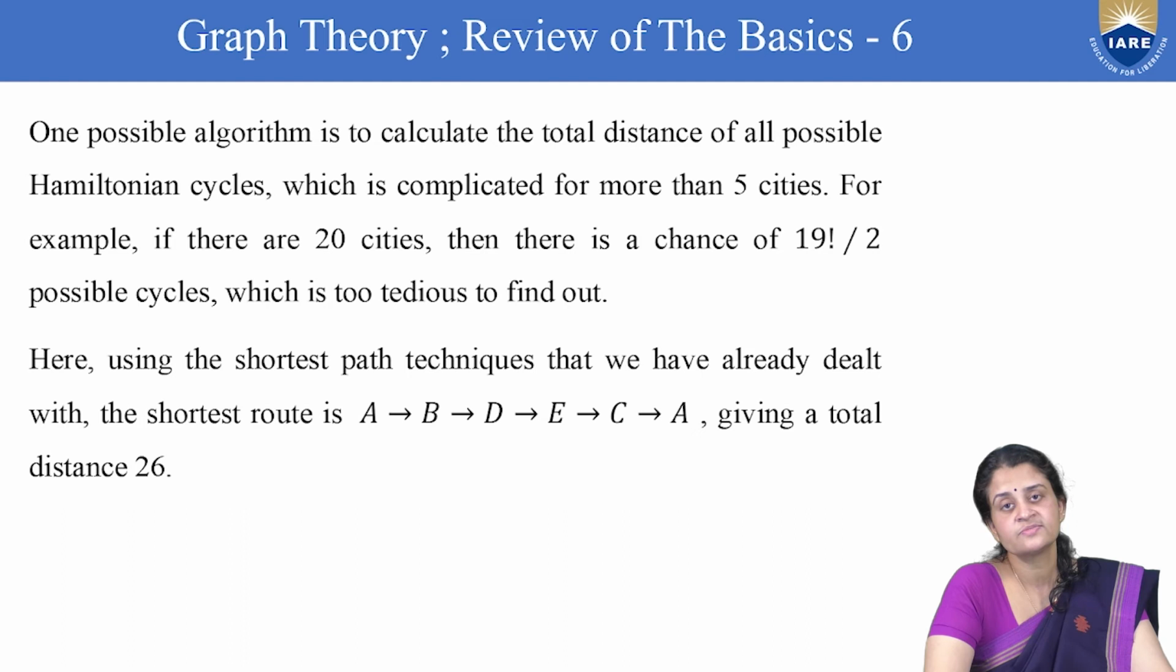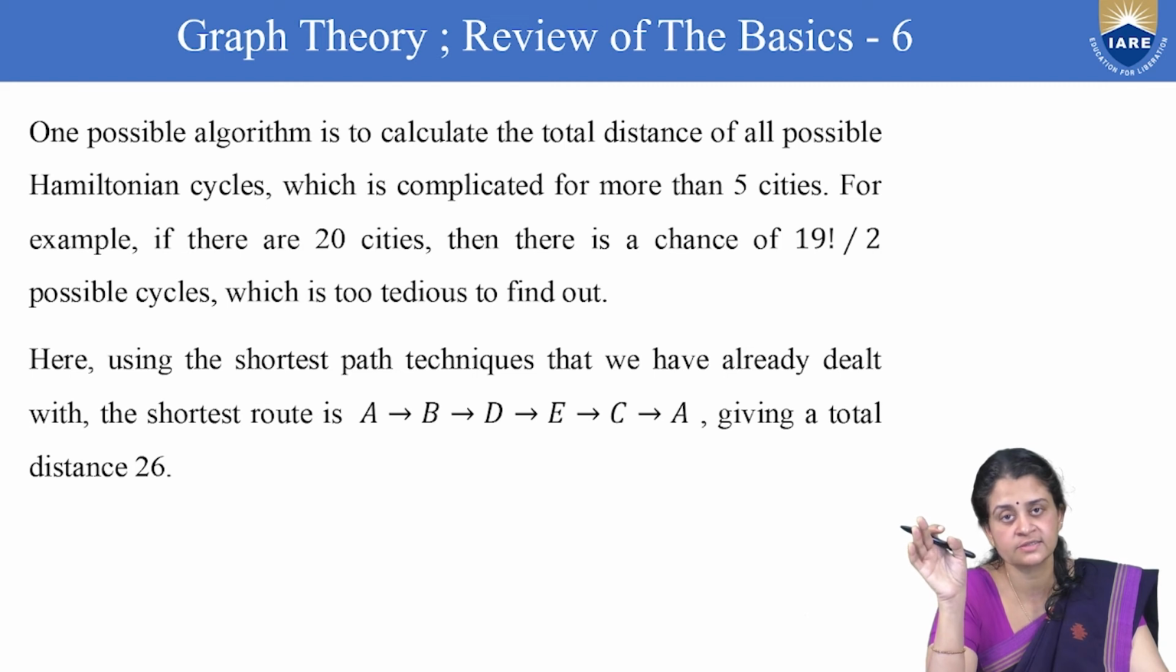One of the possible ways means we can find these different possibilities connecting. Like, if there are five cities here, we can find 5 minus 1, 4 by 2, which is 2 different Hamiltonian cycles. But if the number of cities increases, these possibilities are too difficult to find out. So we are applying the shortest path techniques here.